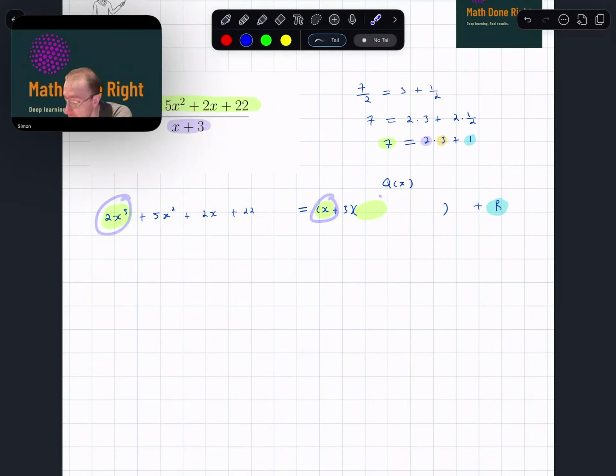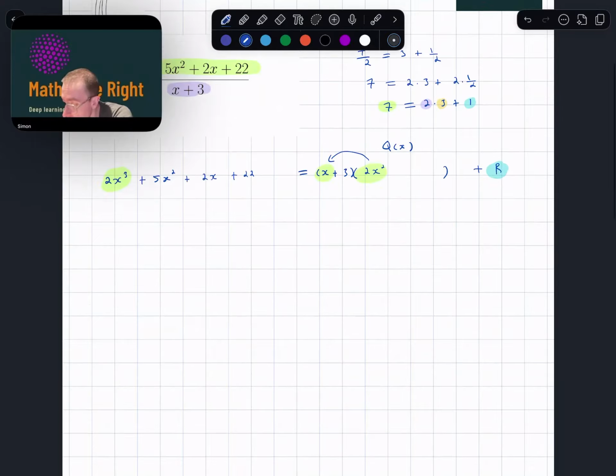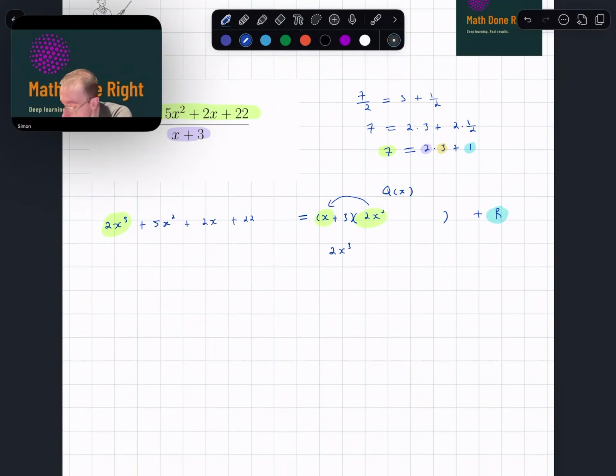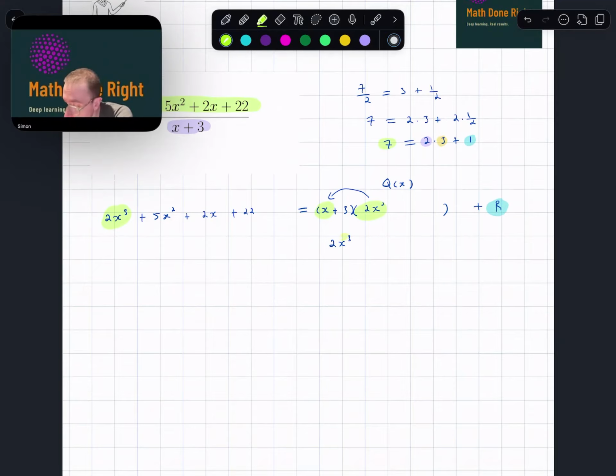So I have an x here, and I ask myself, what do I have to multiply x by to get 2x cubed? Well, that's going to be 2x squared. I have to multiply x by 2x squared to get 2x cubed. And that is my leading term taken care of, right? That one matches. But then, of course, you have to distribute it into both of the terms, right?